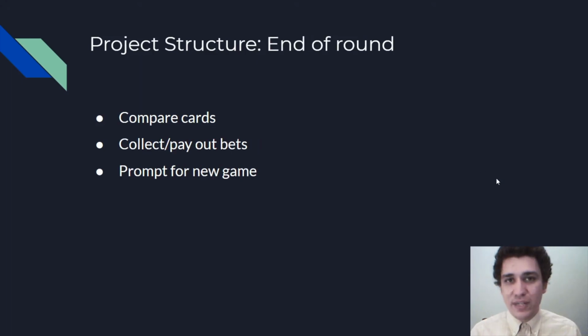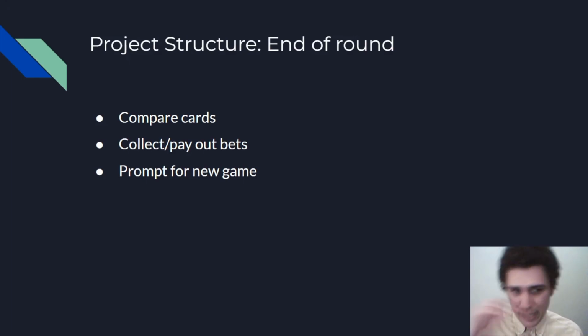Finally, if both players stay and no players bust, then we move to the end of round. In this stage, we're going to compare the cards between the player and the dealer. If the player has the higher value of cards, then the player will get back the money that they bet as well as an additional amount that they bet from the dealer. If the player loses, they lose their bet. And if the player and the dealer push, which means they tie, then the player's bet is returned to the player, but the player does not get any additional money.